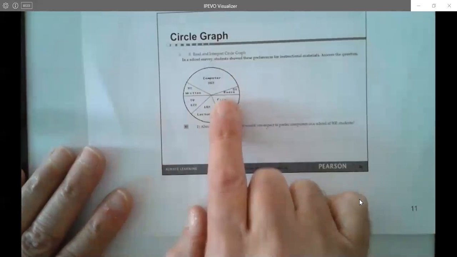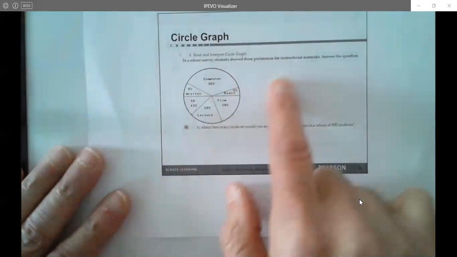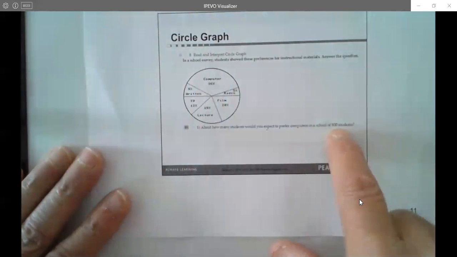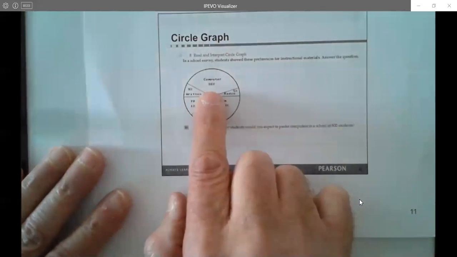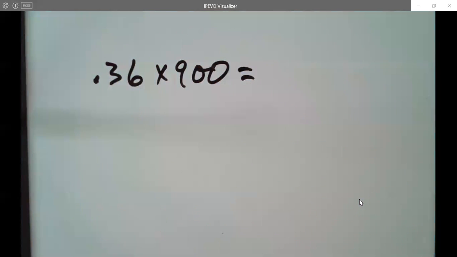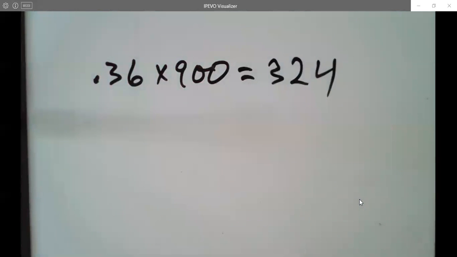One more thing. Let me go to the circle graph and I'll let y'all go real quick. With circle graphs, if you have this problem here, in a school survey, students showed that the instructor material answered the question of how many students would be expected to prefer computers from 900 students. You look at computers and it's 36%, right? So you take 0.36 times 900, and you get your answer, which is 324. That's one of the problems on the homework, all right?